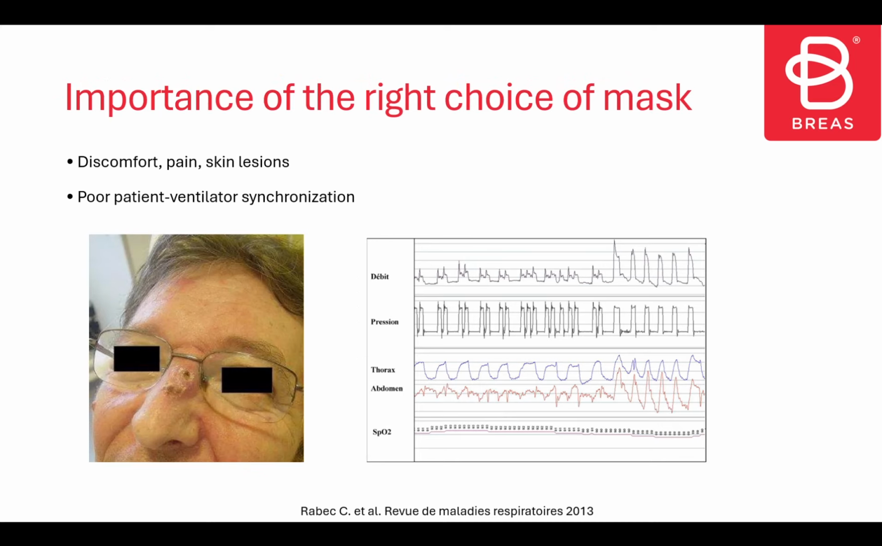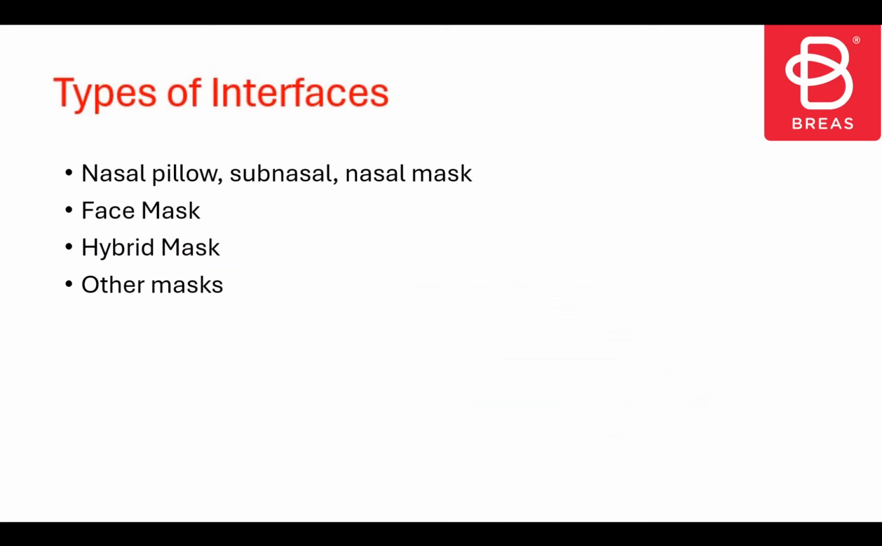Another reason why it's important to choose the right mask is to avoid side effects, such as discomfort, pain, skin lesions, as seen in this graph here, but also to avoid poor synchronization with the ventilators. It is important to know that in the presence of leaks, most ventilators can generate asynchrony because they cannot interpret the patient's flow. We will now move on to the types of masks.